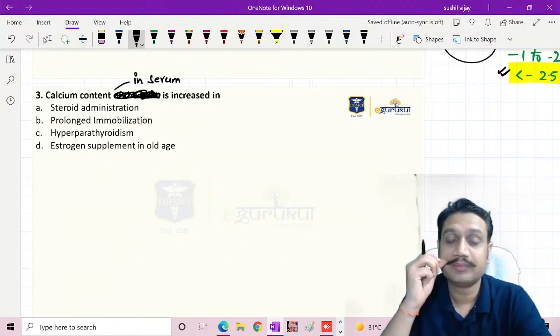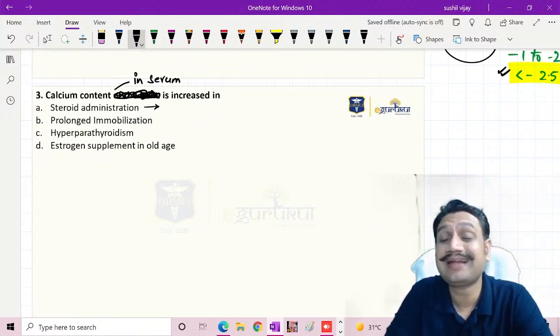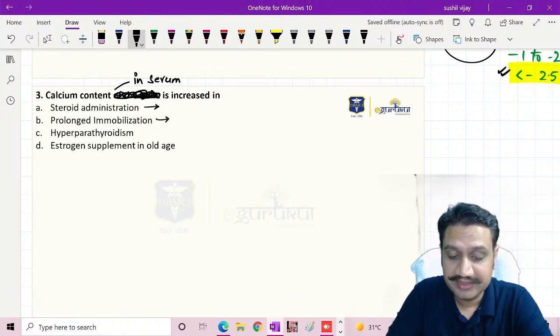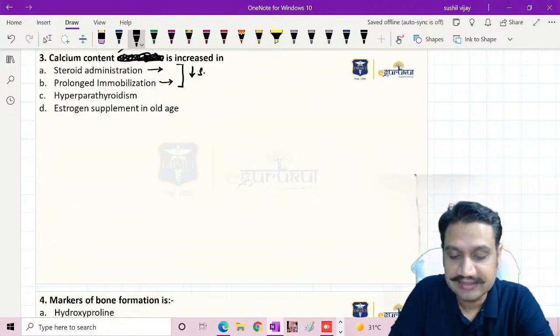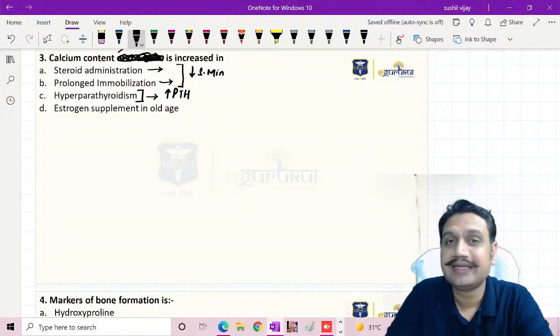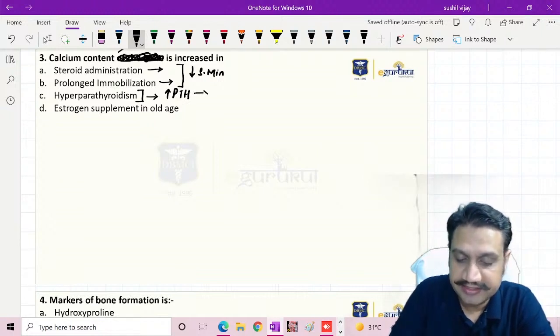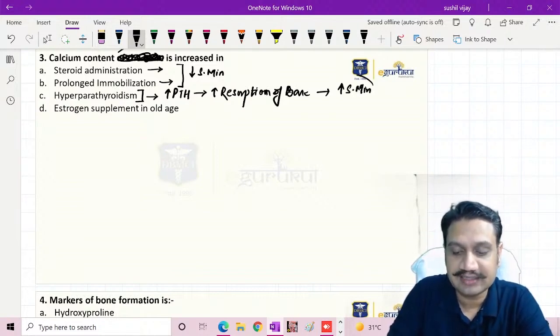So calcium content in the serum is increased in which condition? Steroid administration, what does it do? Steroid administration in the long term hampers the cycle and regulation. Prolonged immobilization, no activities at all. These two conditions cause a decrease in mineralization, right? Hyperparathyroidism, what is it going to do? Increase PTH, so increase resorption of the bone, and because of this increased resorption, all the mineralization will be reflected in the serum only. So increase in serum mineralization.